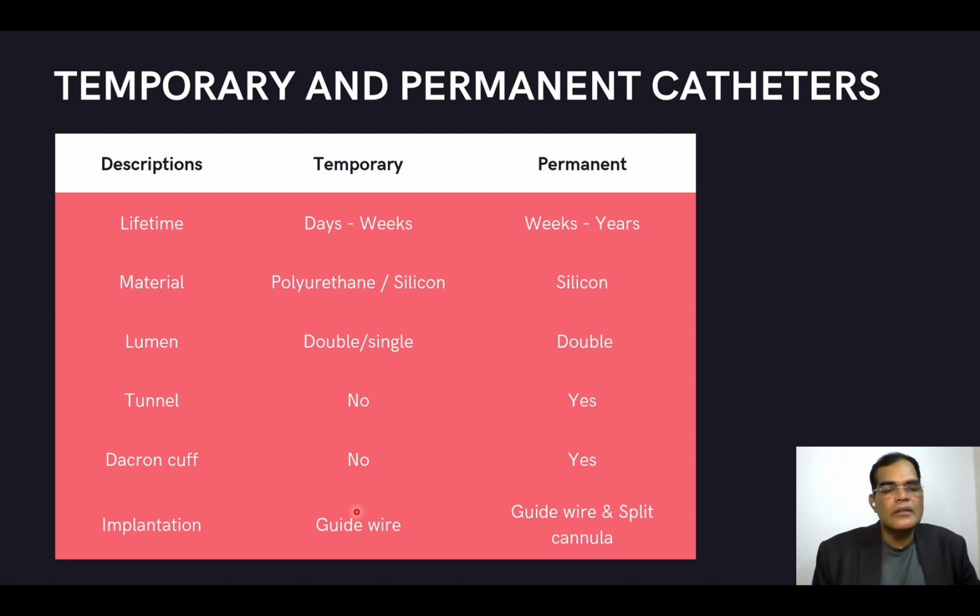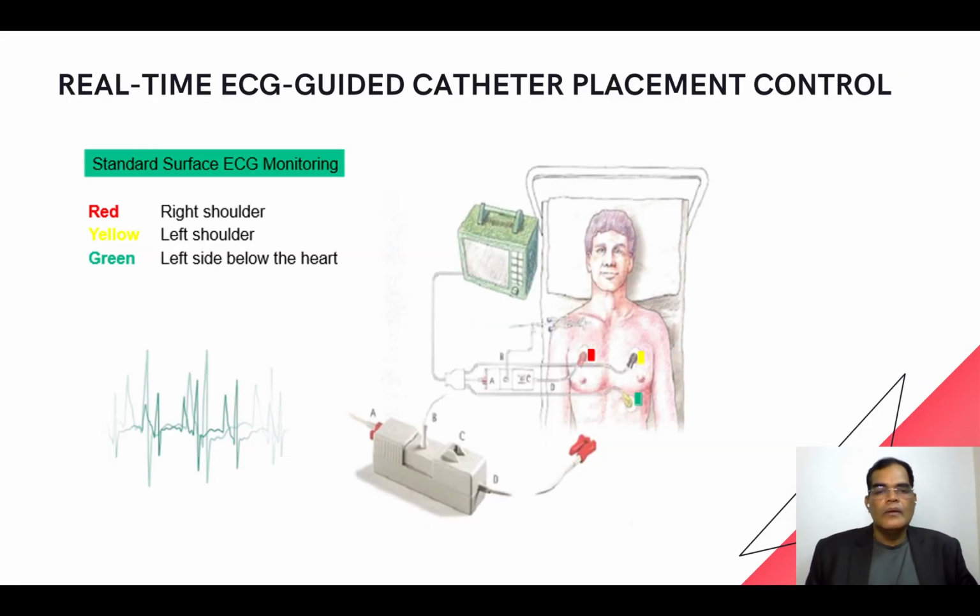Implantation techniques in temporary catheters are normally through a guide wire, as I mentioned earlier, how the guide wires are used. Whereas in permanent, it is guide wire assisted, but the tip of the catheter will be a kind of split cannula, where we use a kind of stylet to pull it out, and it requires a lot of skill to place these catheters. So sometimes we need to look at real-time ECG and some ultrasound assisted devices to visualize the position of the vessel as well as the catheter position.